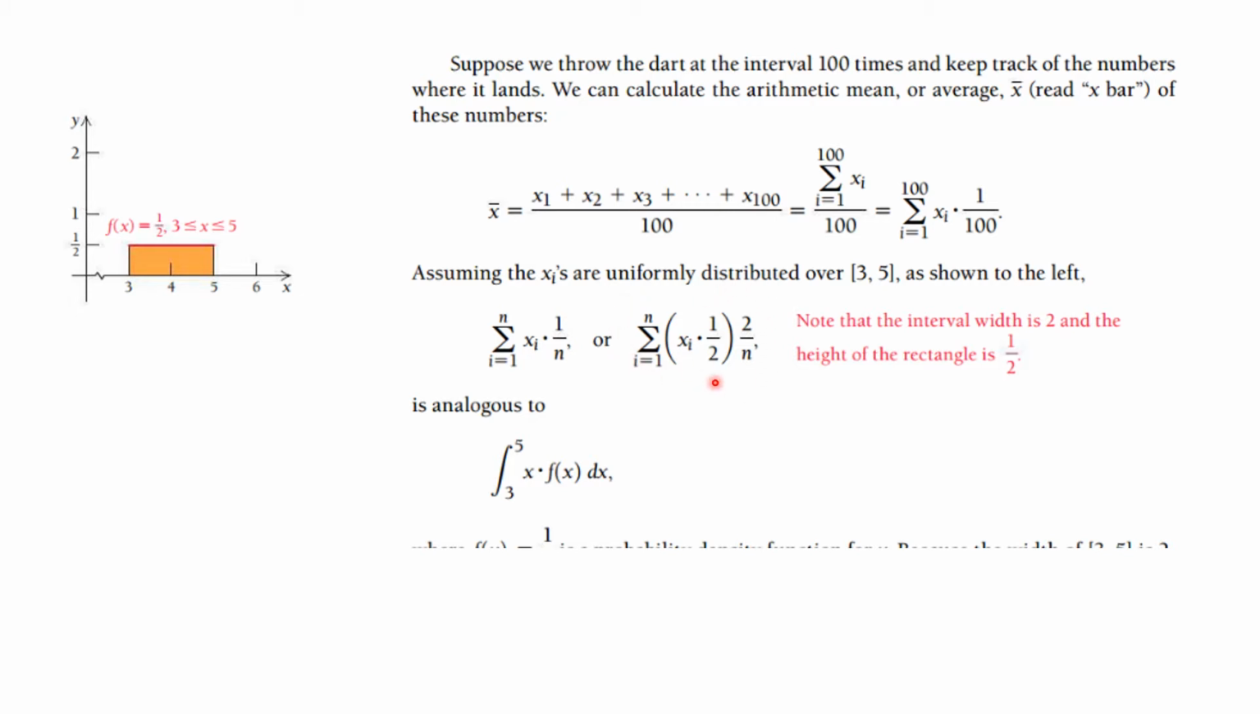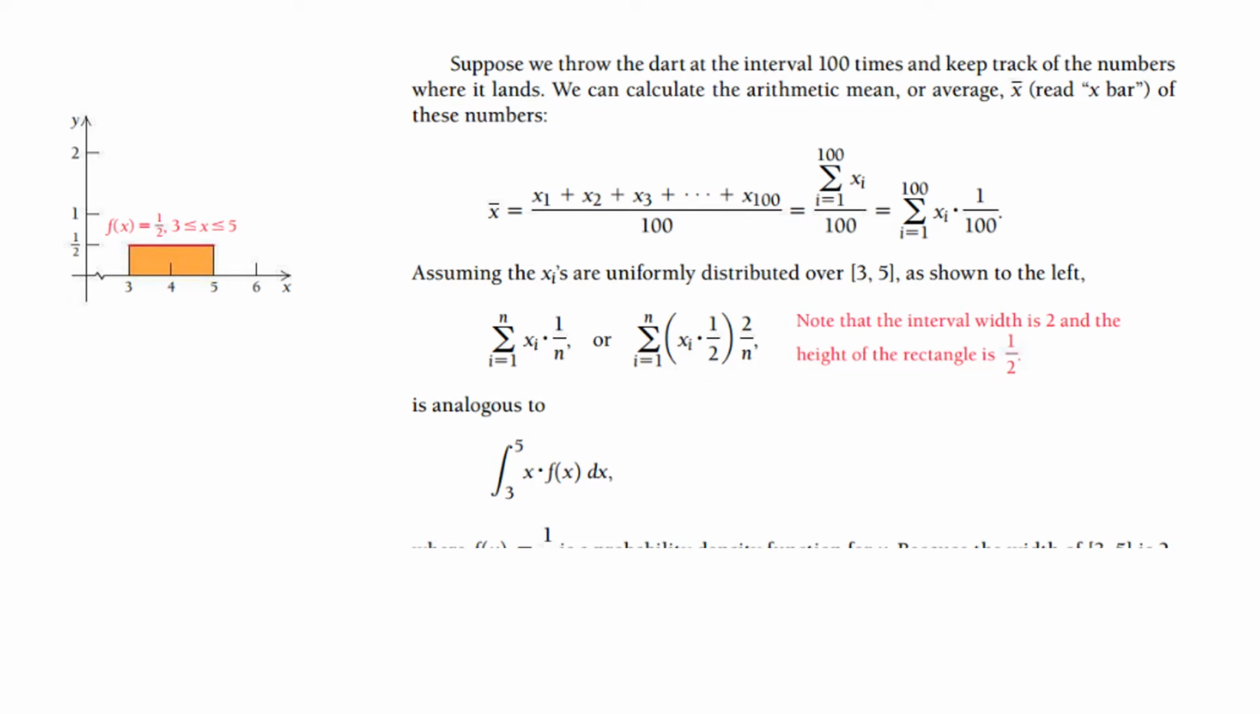Now we're multiplying really by 1 in a clever way, because we're multiplying and dividing by 2. But you see, that gives us, since the interval width is 2 and the height of the rectangles is 2, that this actually is a Riemann sum. If we take the limit as this goes to infinity, we would get the integral from 3 to 5 of x times f of x dx.